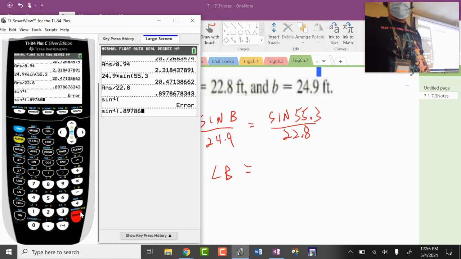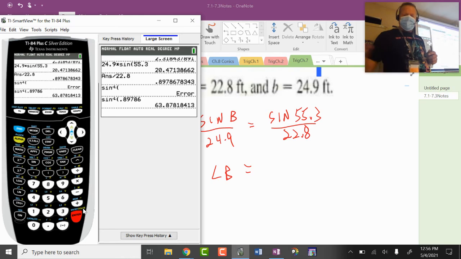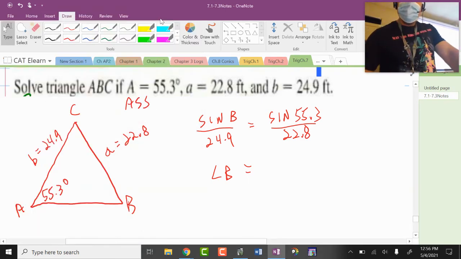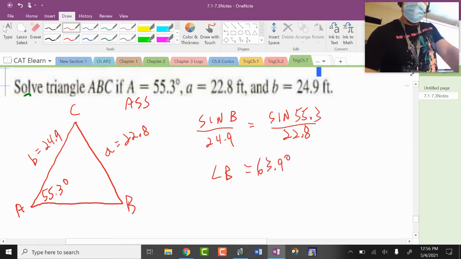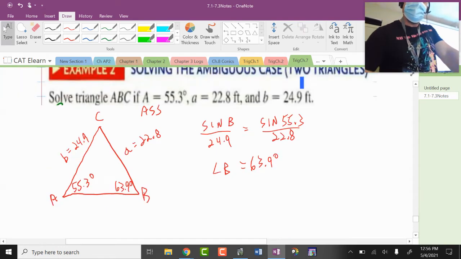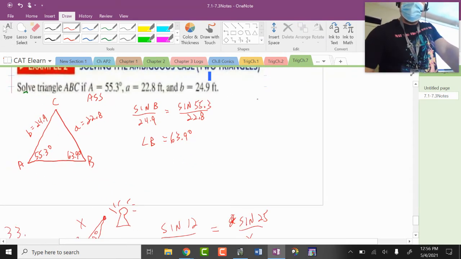0.8976. At this point, it's enough. I'll probably get it not close enough. 63.9. Okay, so that is 63.9, that angle measure. We do have one triangle. Now it's time to draw a line in the sand.